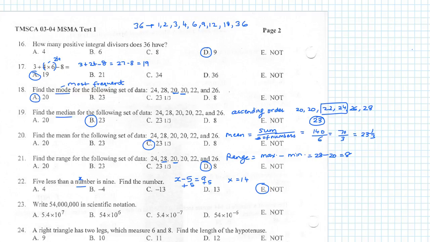Question 23. Write 54 million in scientific notation. So whenever we have to write a number in scientific notation, we need to remember that the decimal needs to come after the first number. So in this case it will be 5.4, and then we need to multiply that by 10 to the power 7. And the reason is, if the decimal is over here, it needs to move 1, 2, 3, 4, 5, 6 and 7 places. So that's why we multiplied by 10 to the power 7. So the answer is A.